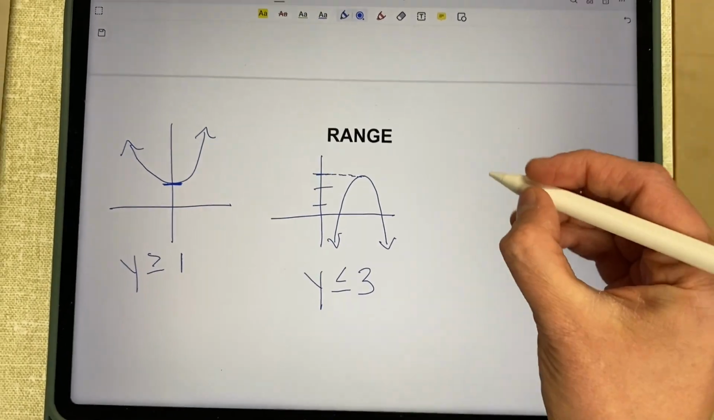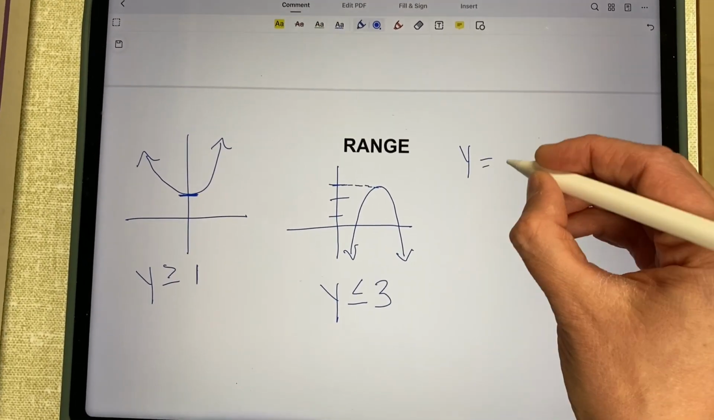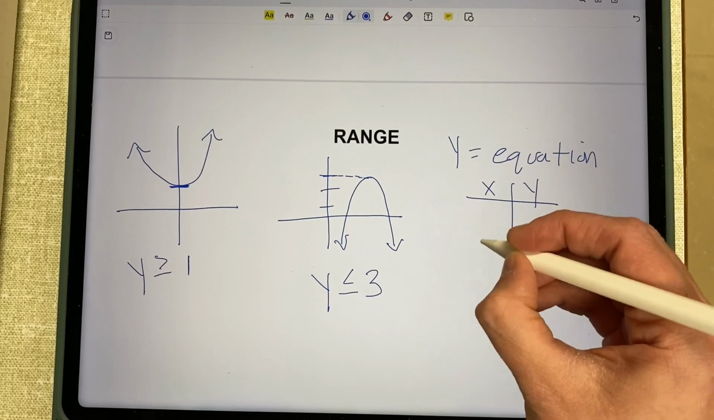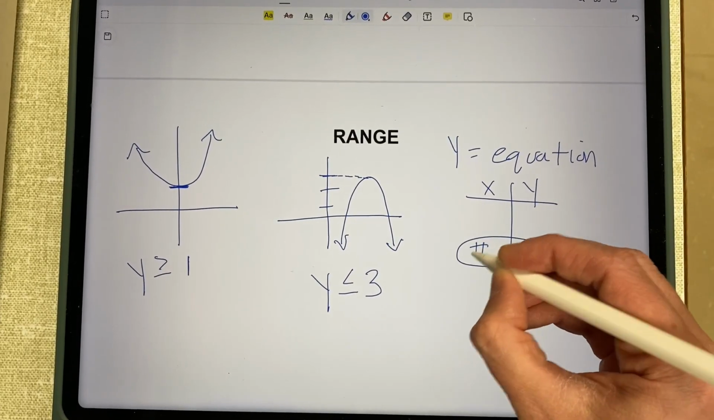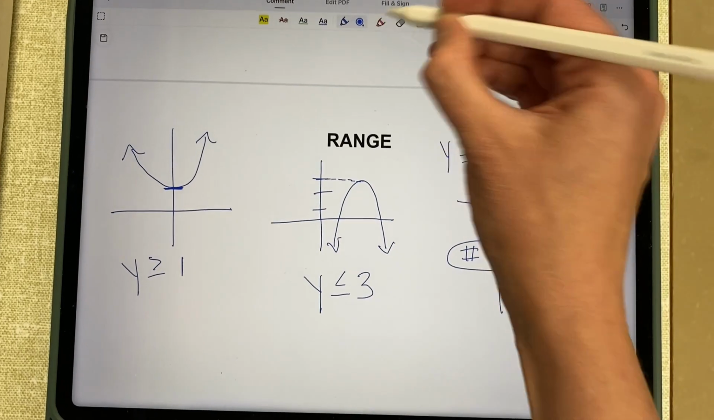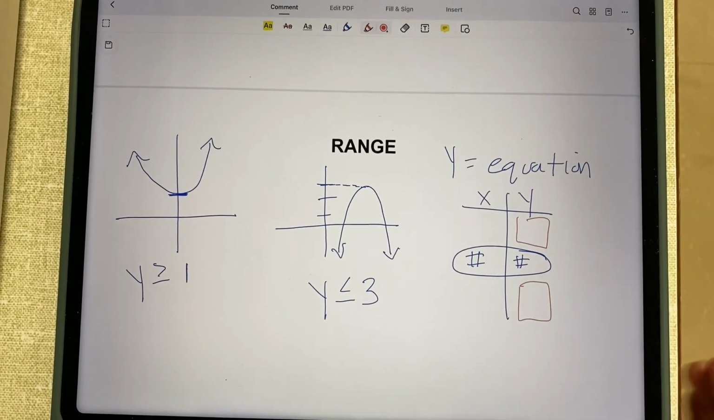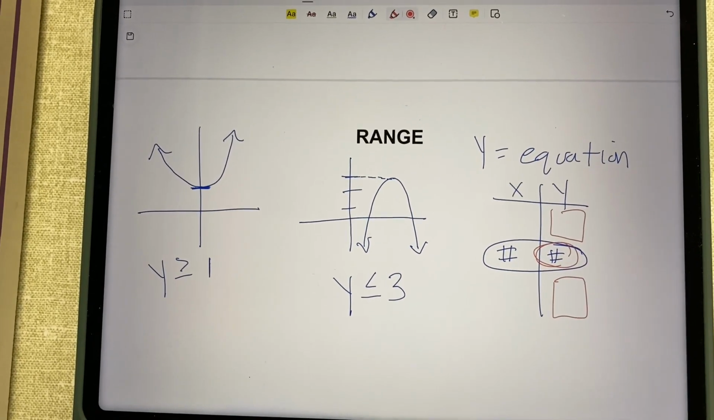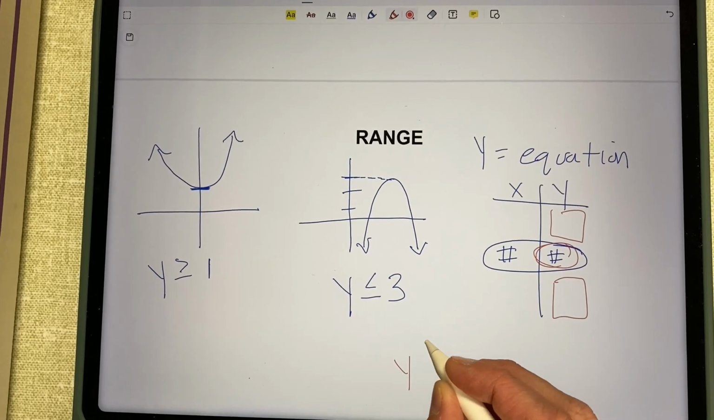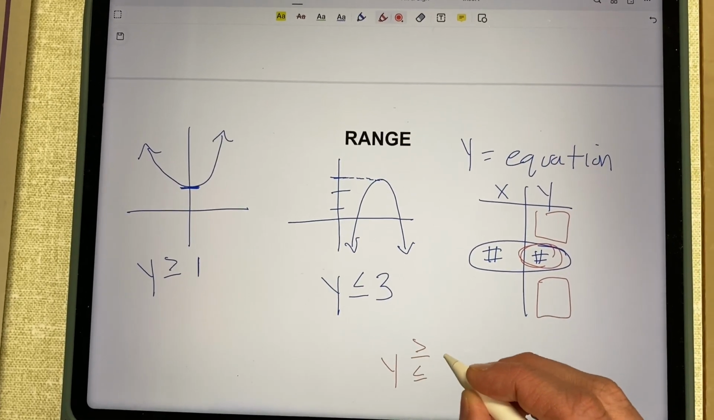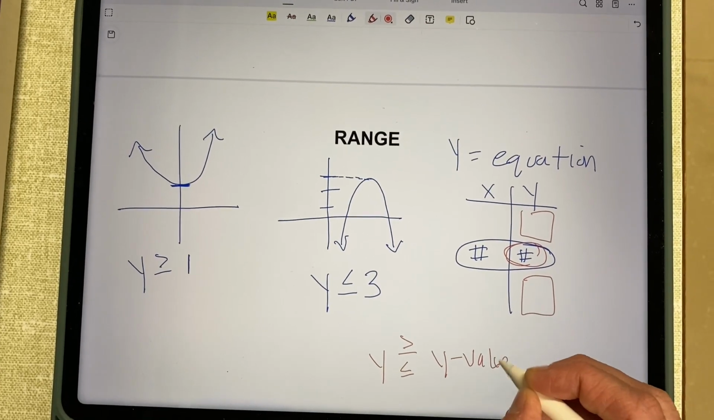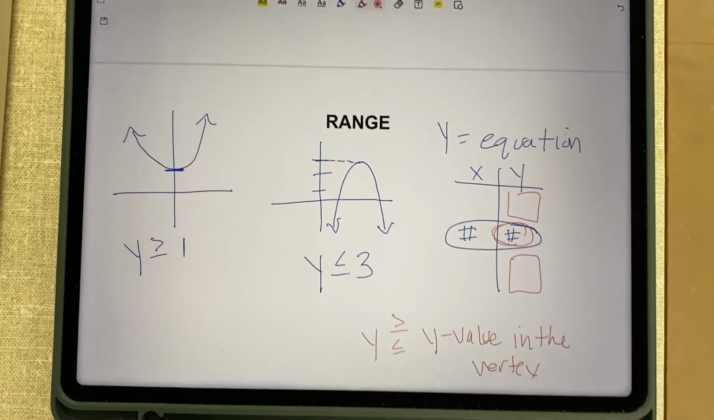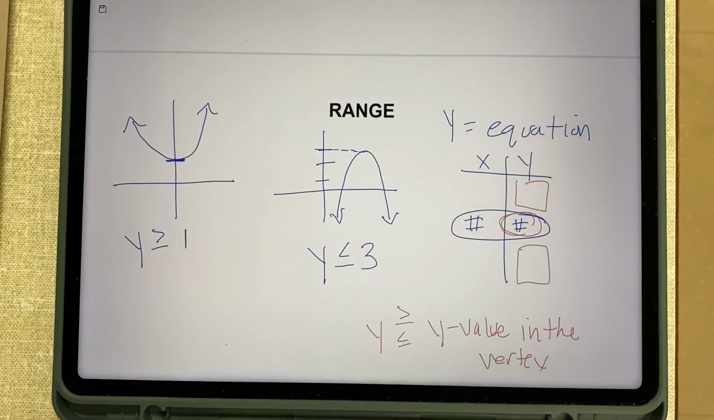You can also tell this by if you type the equation into y equals, okay? You find your vertex, okay? So here's my vertex. Look to see, are the other numbers above it and below it greater than or less than this y number right here? So again, y is either greater than or less than the y value in the vertex. Okay, and that's how you write your answers.